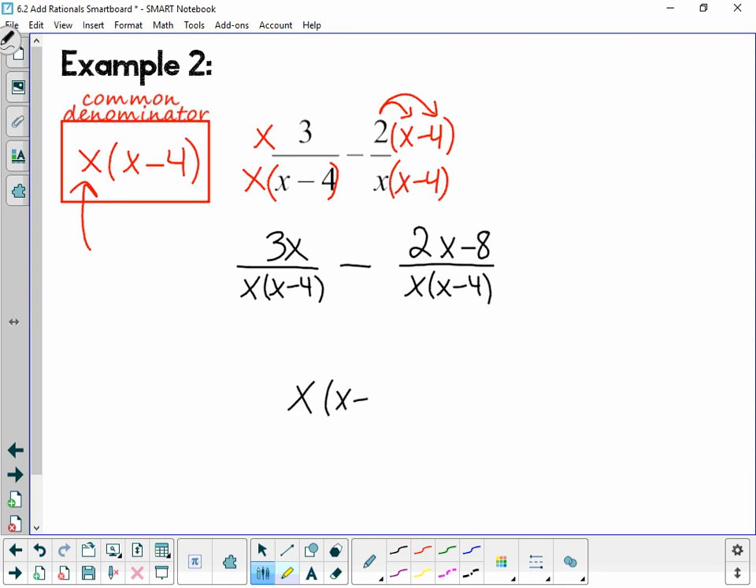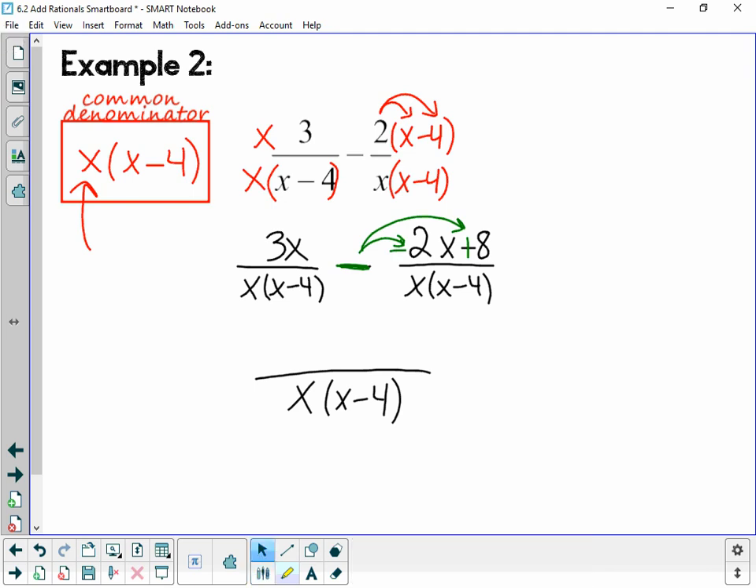Our denominator is going to stay the same. The numerator, we have to be a little bit careful here because it's subtraction. So this subtraction is going to apply to the 2x, and it's going to distribute to that 8 so that it's a positive 8. Okay, so what we're going to end up with is we have a 3x, and we're subtracting a 2x. So that's going to give us just 1x, and then we have this 8. So x plus 8 over x times x minus 4.